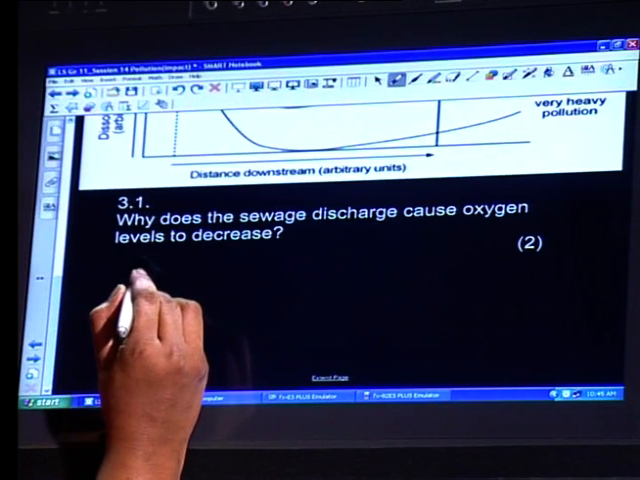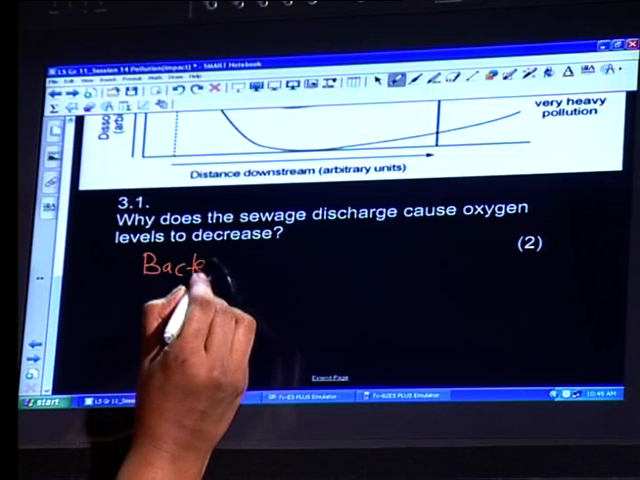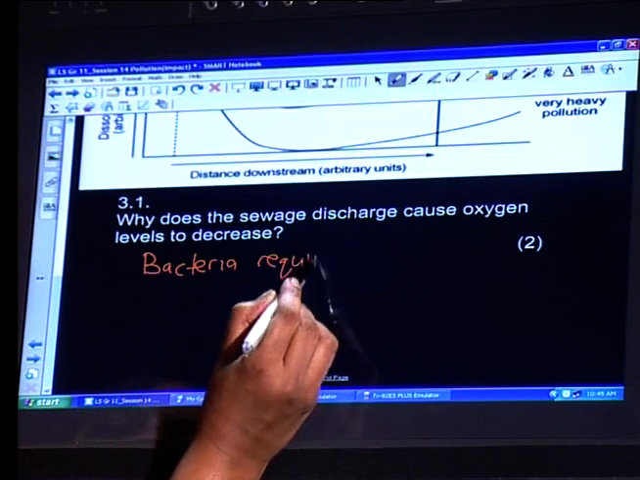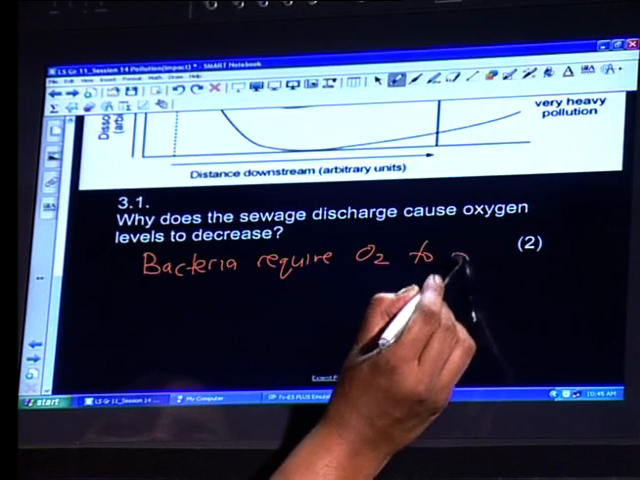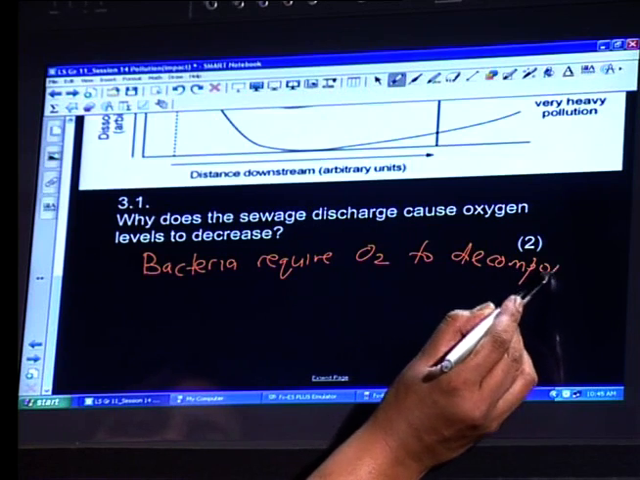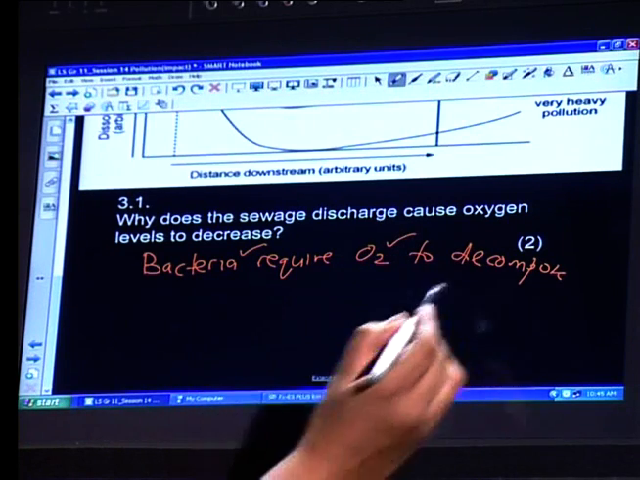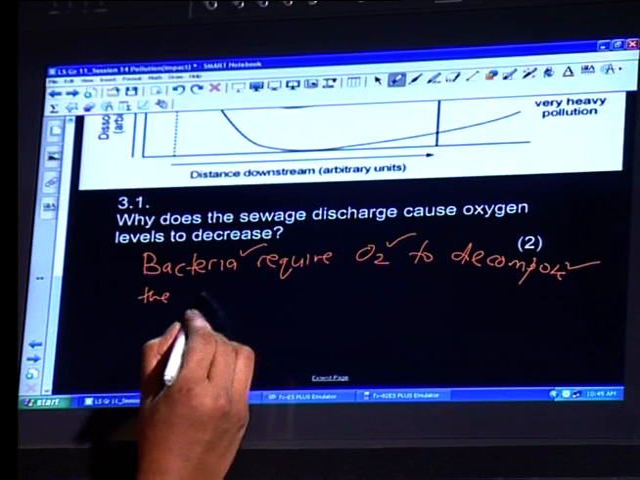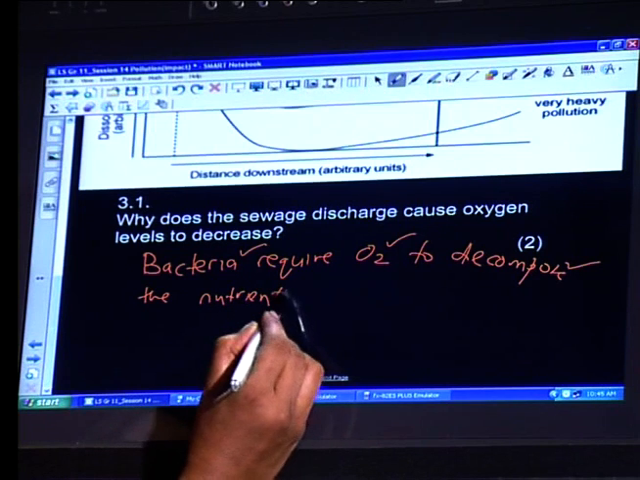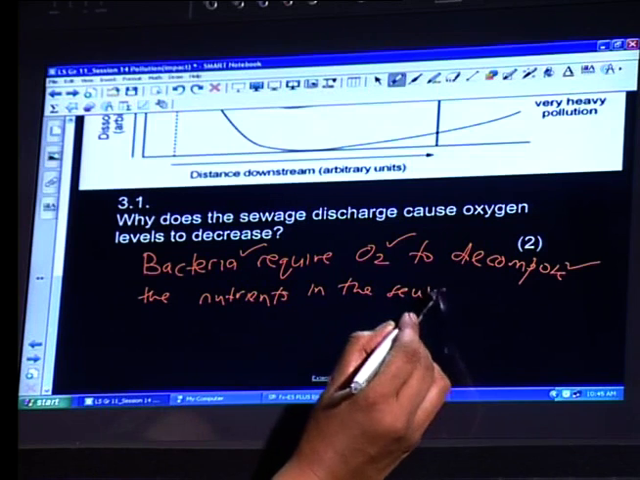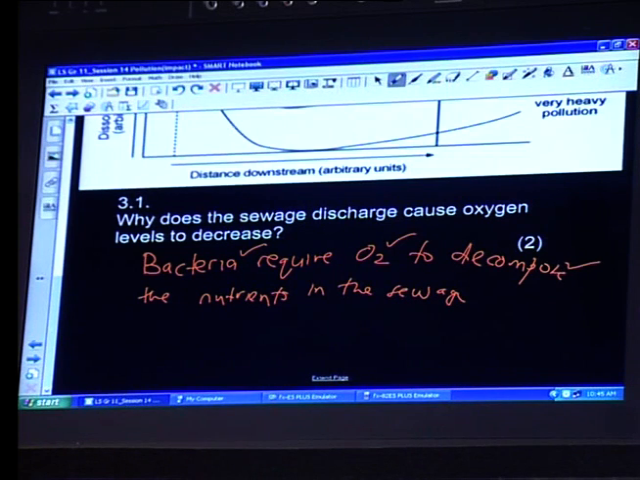And that is because the bacteria require oxygen to decompose. So you get a mark for saying that bacteria require oxygen to decompose the nutrients in the sewage. So why does sewage discharge cause oxygen levels to decrease? Because it's the bacteria that's going to use up the oxygen in the river to decompose the sewage. Remember, the bacteria feed on that sewage. So it requires oxygen to decompose the nutrients in the sewage.